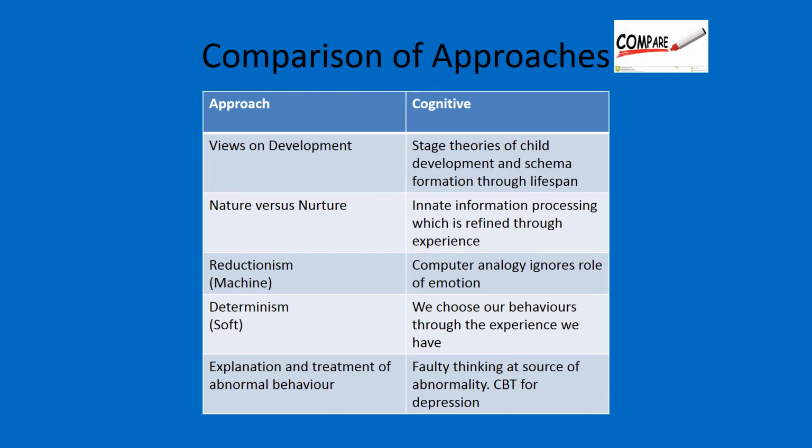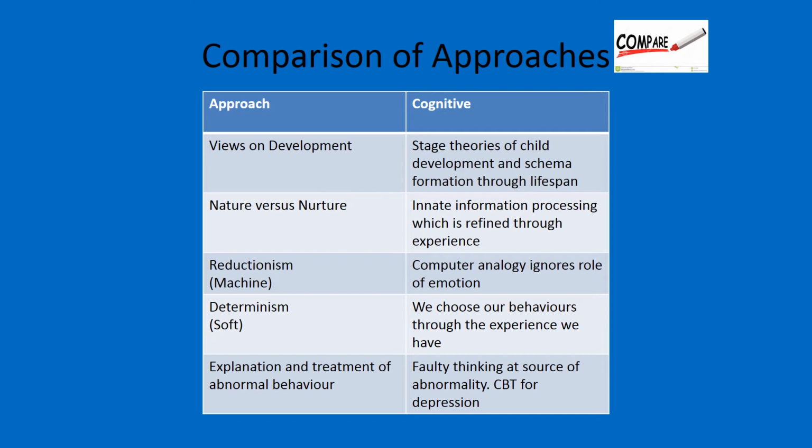In terms of reductionism, now this is an easy one, isn't it? We talk about this quite a lot. The cognitive approach has an information processing, or computer analogy associated with it. It treats the brain and the mind and everything about us really as a bit like a computer, and as such completely ignores the role of any sort of emotional sense that we have. That's called machine reductionism.